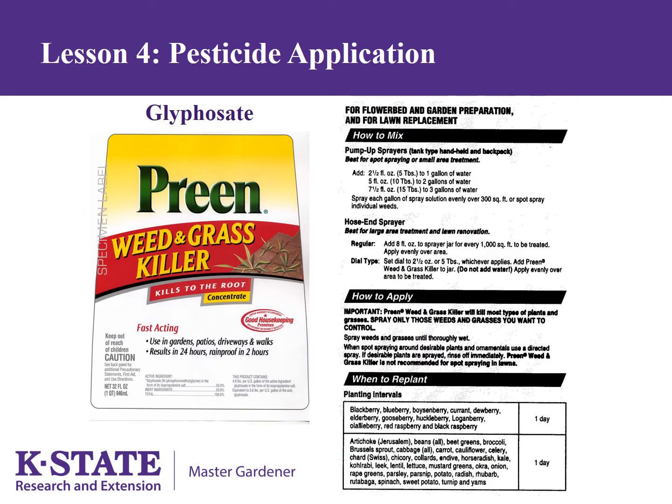This label tells you how to mix the product based on what type of application equipment you will be using. It is important to realize products containing glyphosate will kill most types of plants and grasses, so do not apply on plants you want to live. Also, it is important to know what the active ingredient is in the product you are using, since the packaging looks so similar on many products.